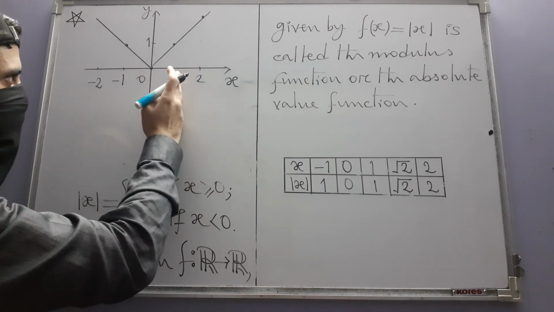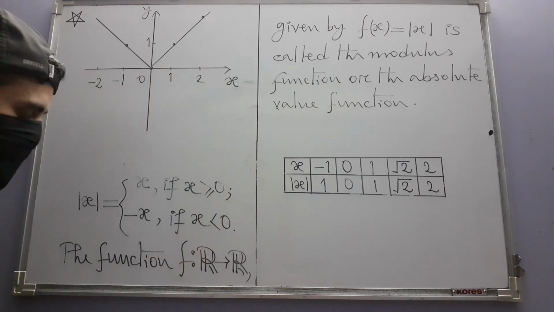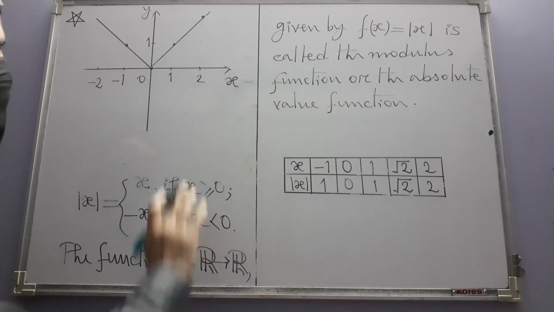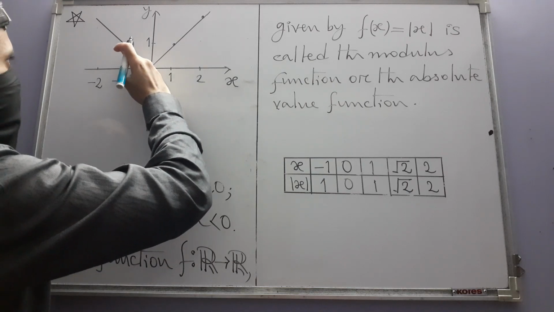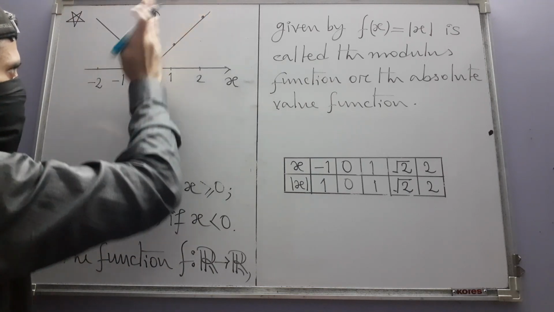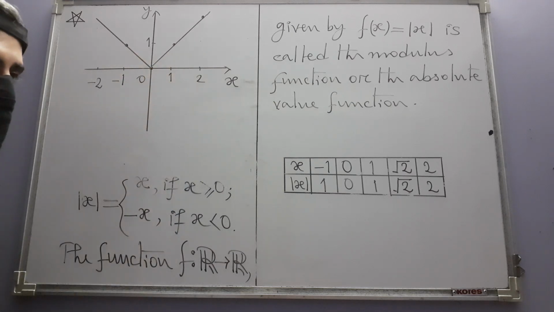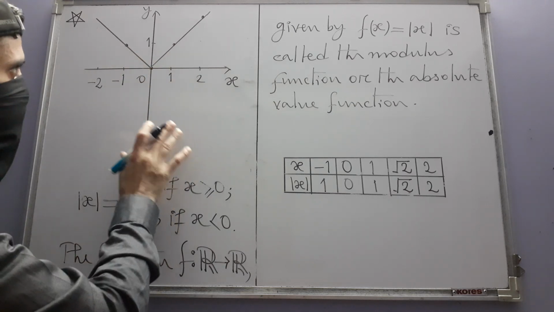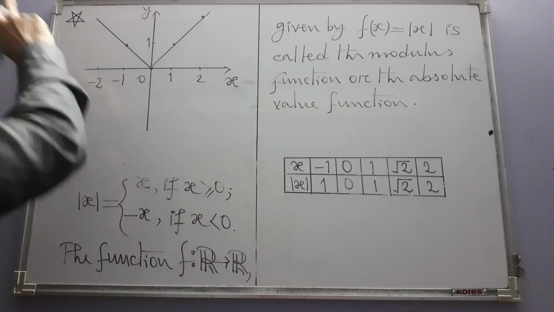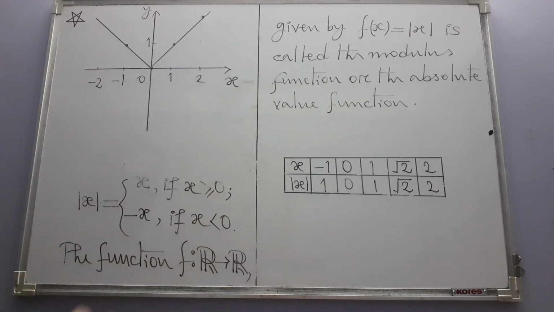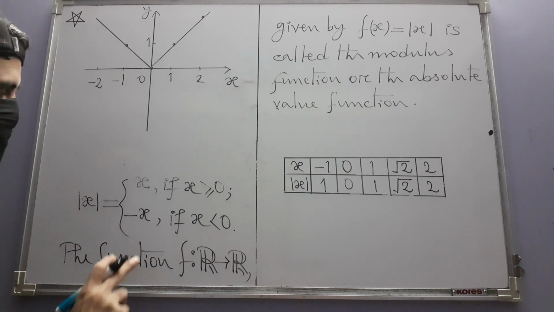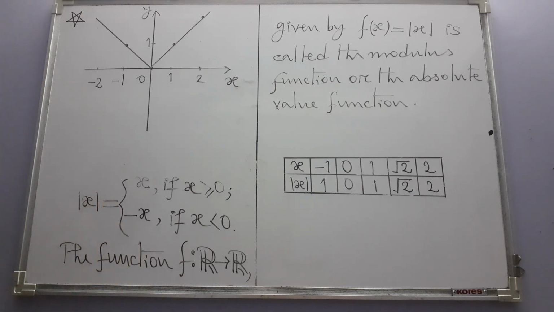You should understand that if you do it correctly, using a ruler and everything, then this line and this line both will be making 45-degree angle with the x-axis. So that is the graph. It looks like this. It's this V-shaped graph. That's the graph of the absolute value function.